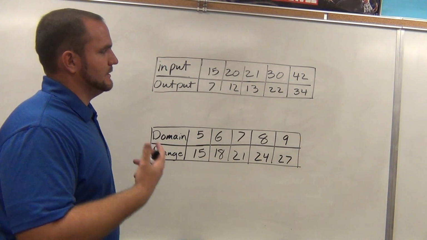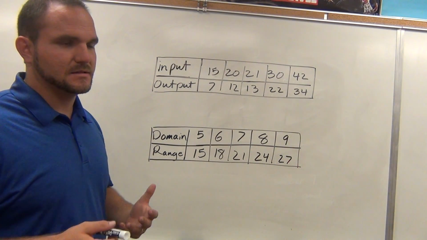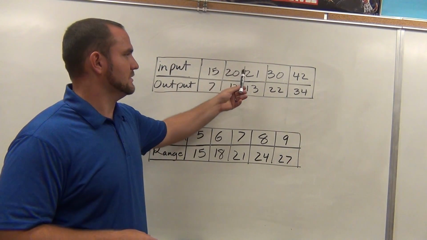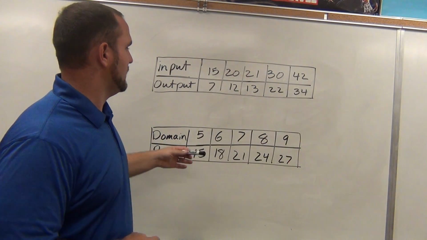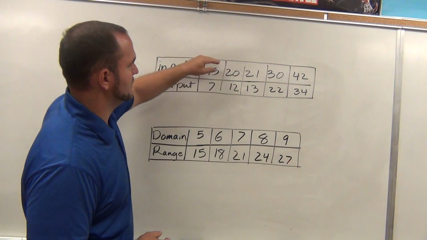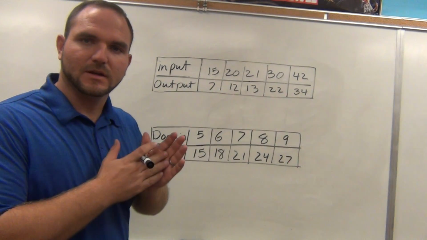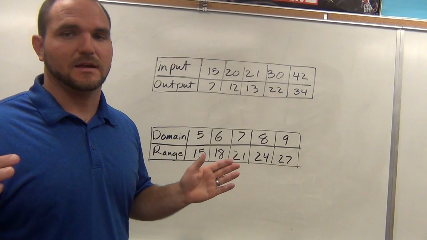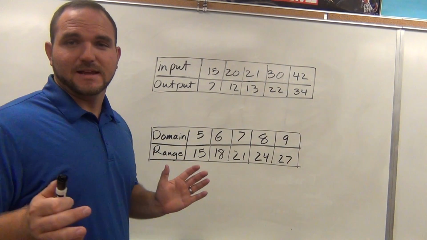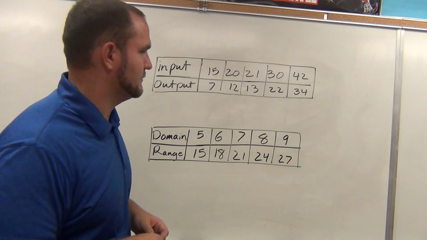All right, let's take a look at this top one first. Our x's, our inputs, our domain are 15, 20, 21, 30, 42. Your output is 7, 12, 13, 22, and 34. Now we start to look at what changed from here to here, from here to here, and see if we can get one that matches all of them. They have to match all of them. It can't not match one or else it doesn't work. I have written one of these down before wrong in class, so I've double checked these to make sure I haven't done that. We'll see how it goes.